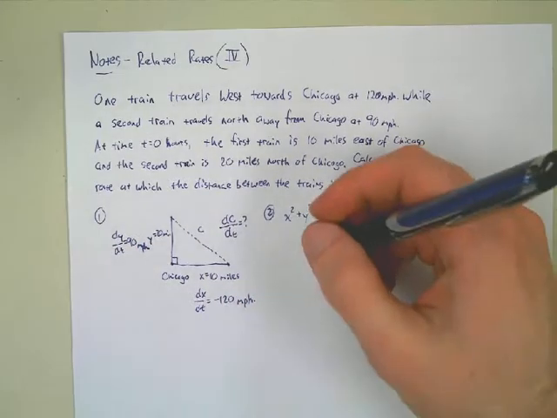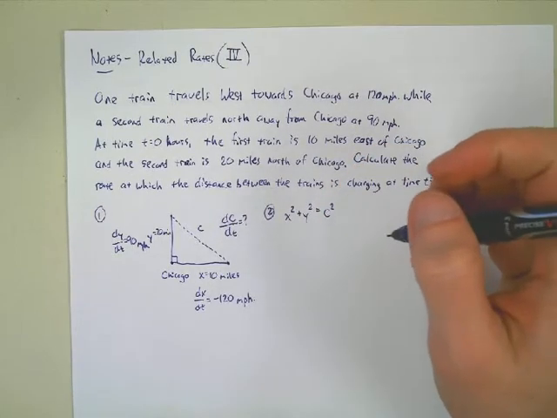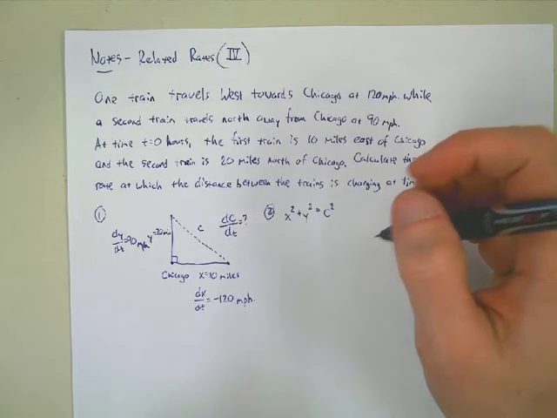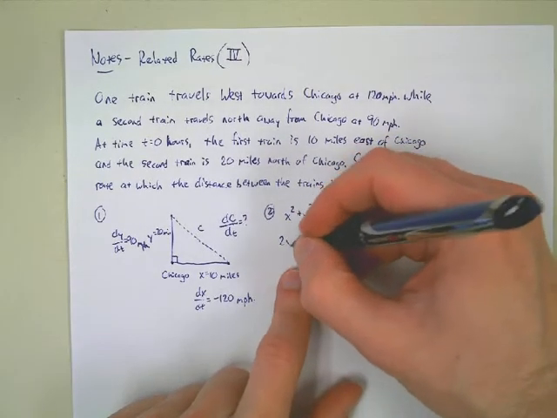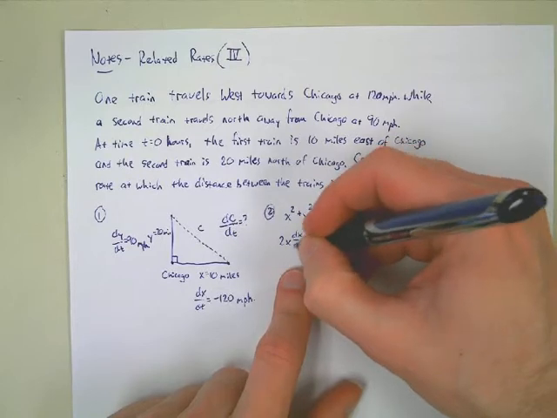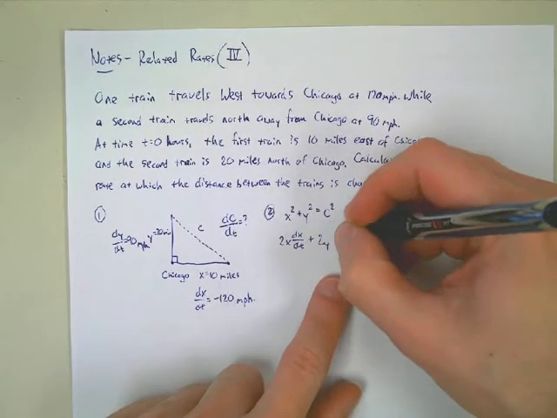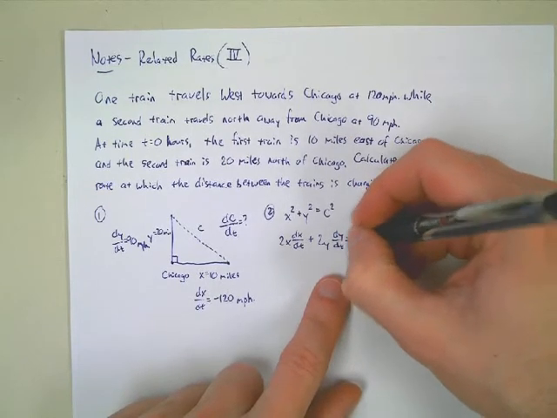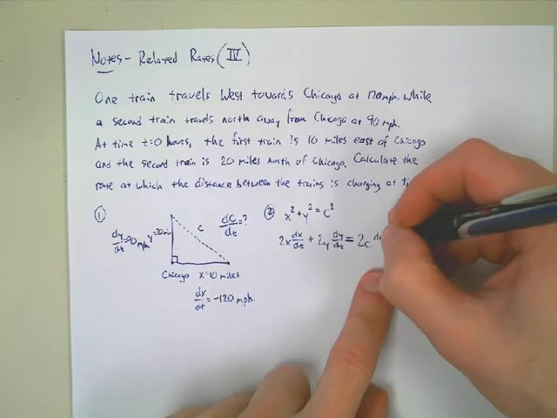So we take the derivative here, with respect to what variable? T. We want to take the derivative with respect to t. So the derivative of x squared is 2x dx/dt, plus the derivative of y squared, 2y dy/dt, equals, and then the derivative of c squared is 2c dc/dt.